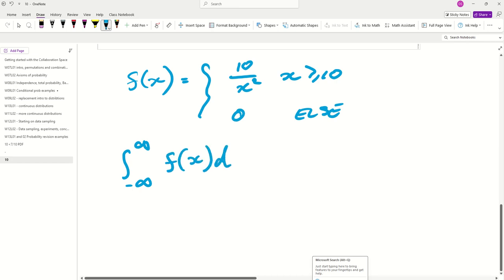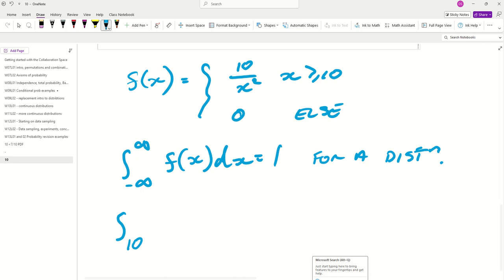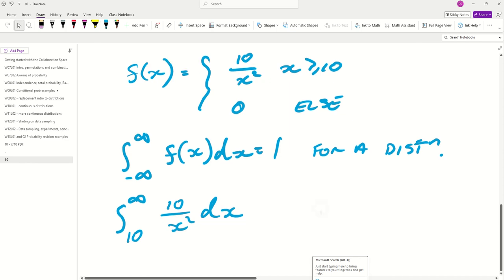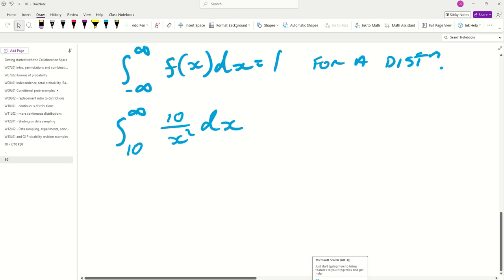You know, of course, that this should be true. And when we sub in, we get 10 as our bottom limit, because if x is less than 10, it's just 0. So there's no real interest in that end of the distribution. You can do a piecewise integration, but you'll just find you're integrating 0.